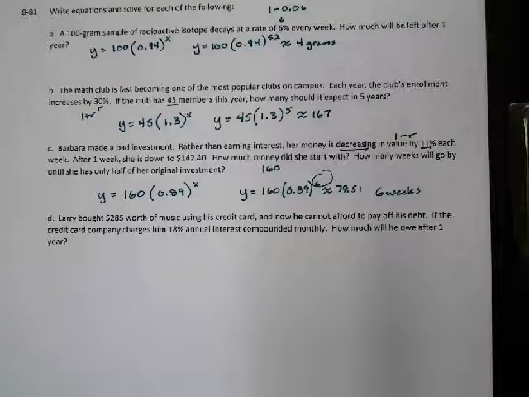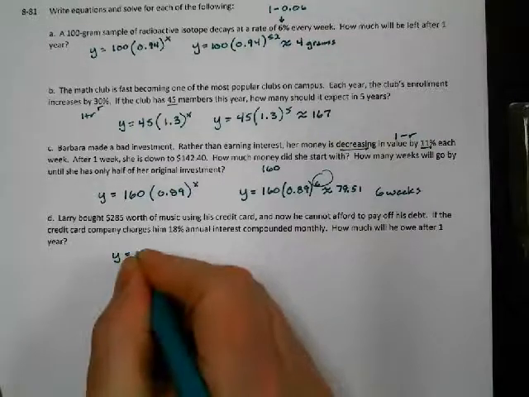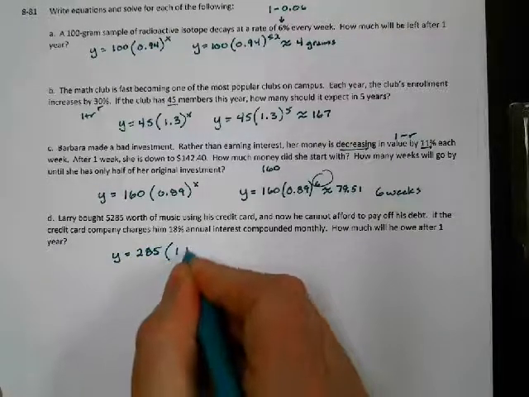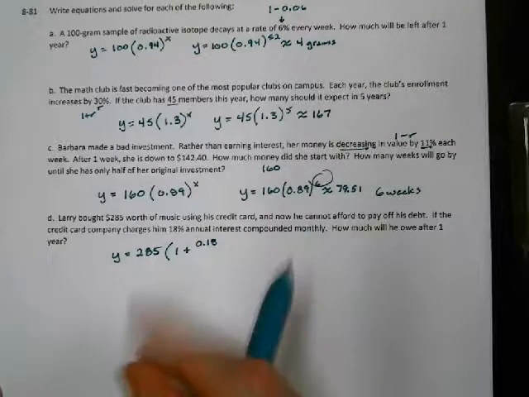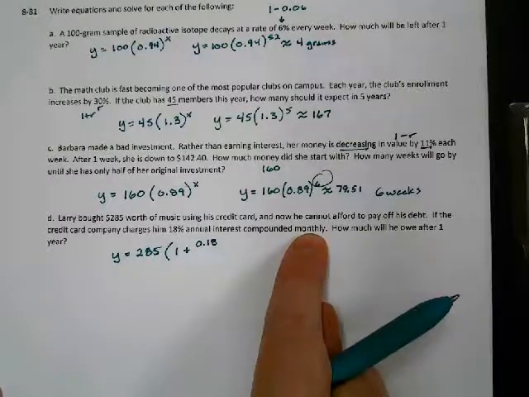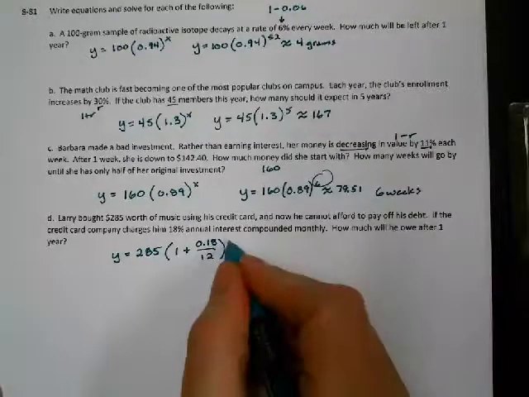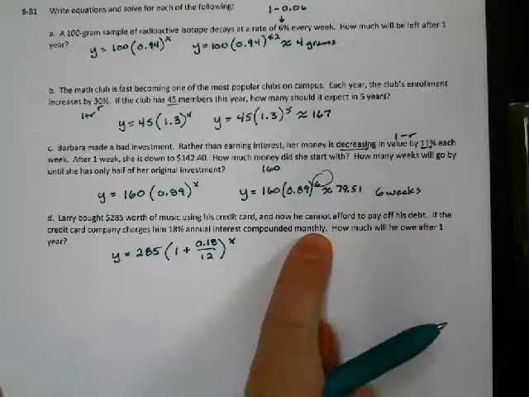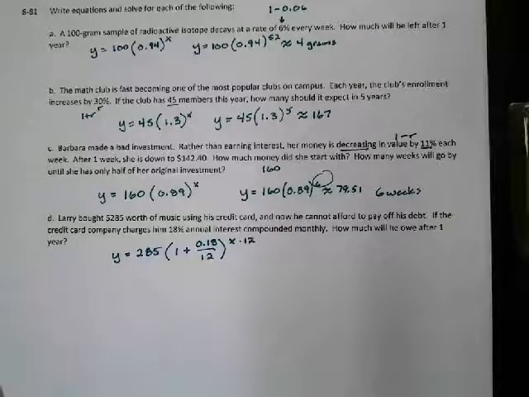So our starting amount for poor Larry, who makes bad decisions, we're going to do 1 plus the 18%, but then that 18% is going to be split up monthly because they're compounding it monthly. So I'm going to divide that 18% by 12. And then X is going to be the years because it's annual interest. But since I'm compounding monthly, that means each year I have 12 time periods. So I multiply by 12 up there. In this case, we want to know how much he's going to owe after 1 year. So X should be 1.